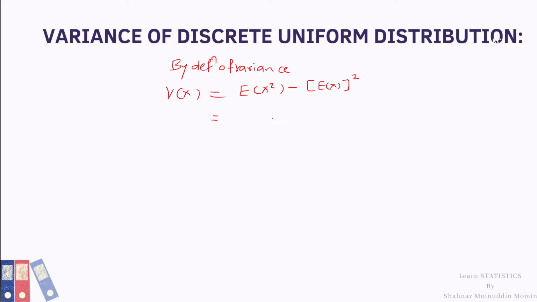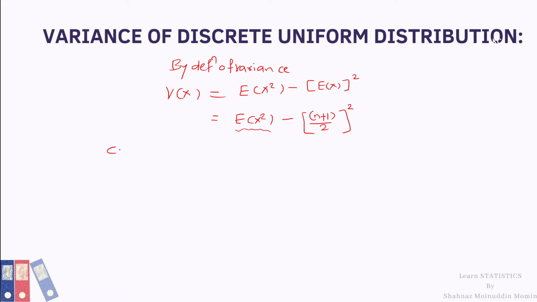Variance is equal to expectation of x square minus (expectation of x, which is (n plus 1) divided by 2) bracket square. Here we have to calculate expectation of x square in order to obtain the value of variance.